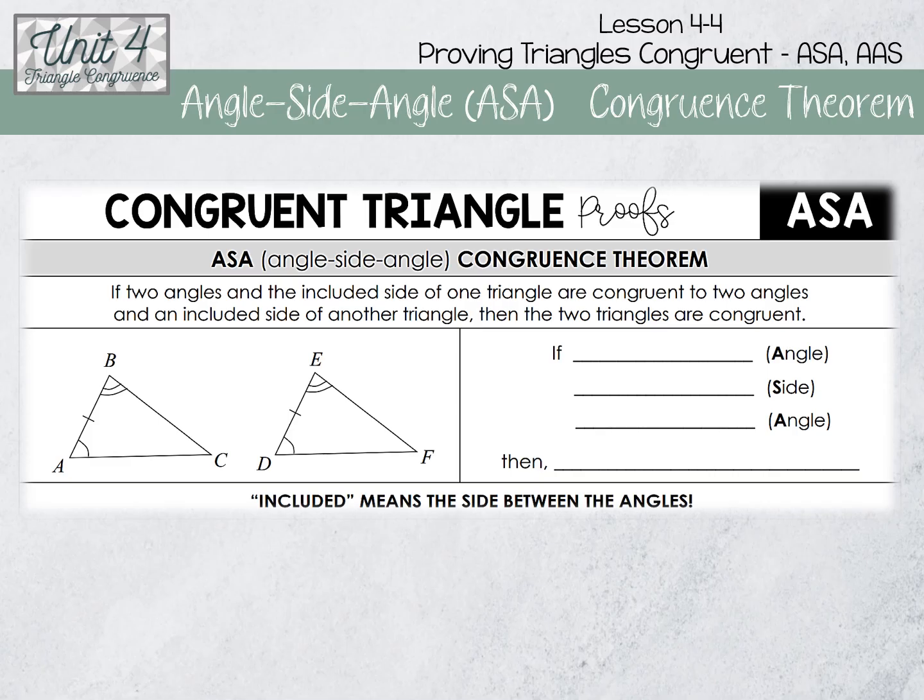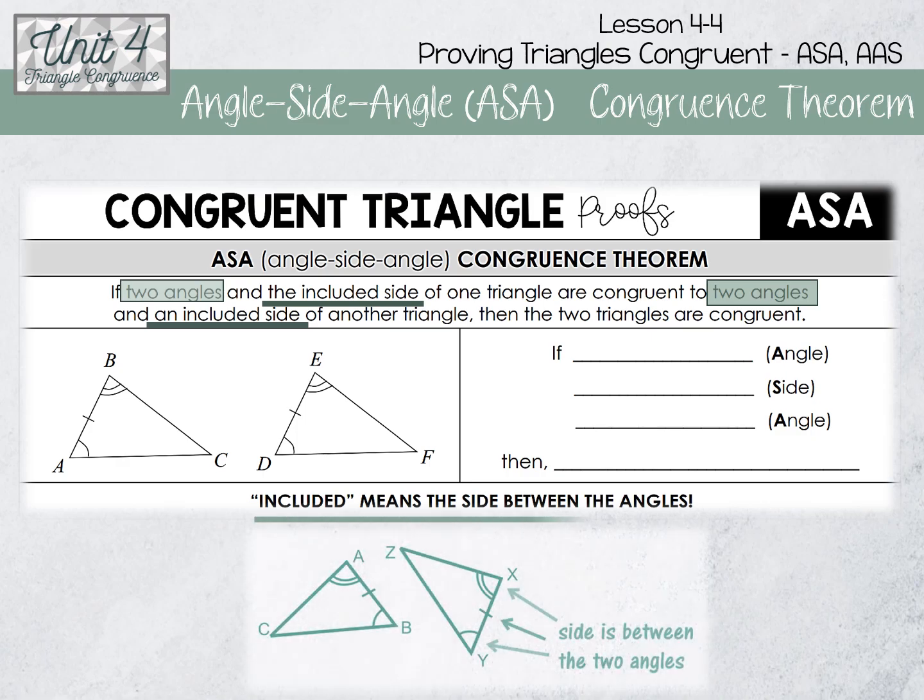Congruent triangles, ASA, new method. Angle side angle congruence theorem. If two angles and the included side of one triangle are congruent to two angles and the included side of another triangle, then the two triangles are congruent. Included means the side between the angles.